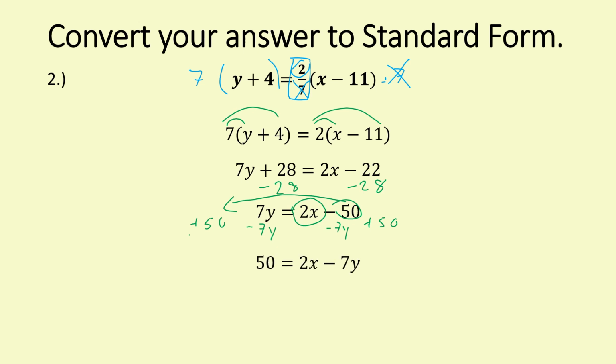This is the same thing we had on the previous page. It was just written backwards, 2x minus 7y on the left equals 50. So we get the same answer. We just avoided all that addition of fractions and multiplication by fractions. And the reason was because we got rid of that fraction right as a first step by multiplying by 7.